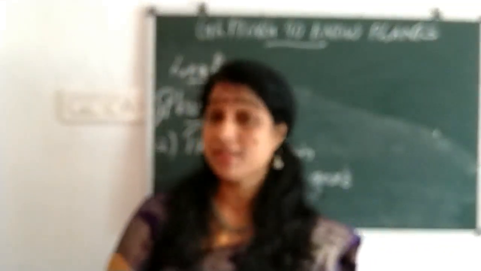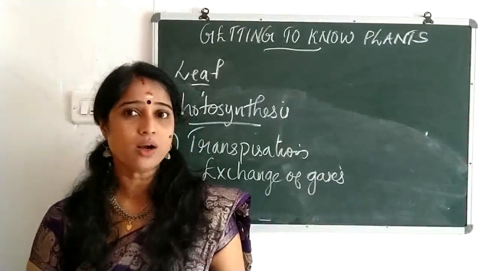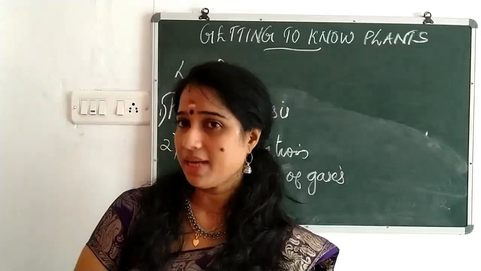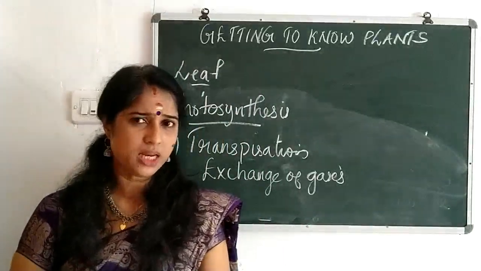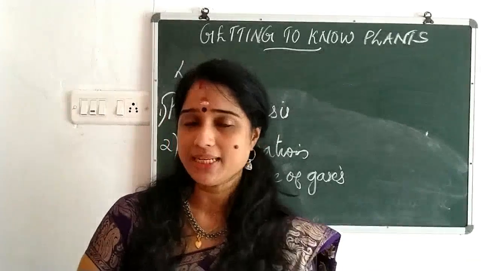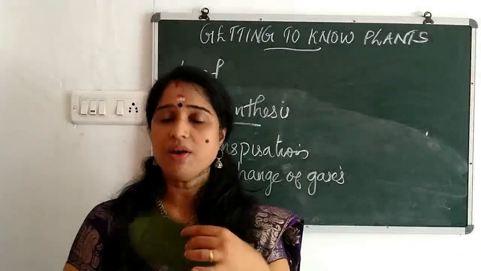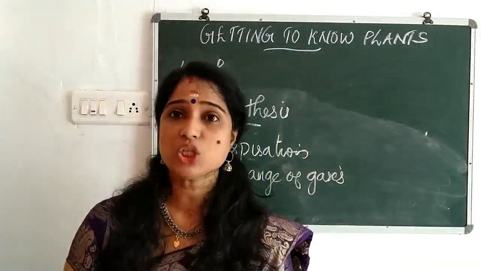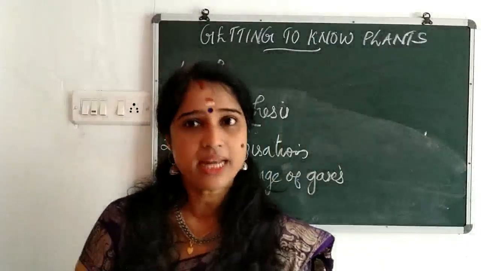These are the main functions performed by the leaves. First one is photosynthesis, that is the preparation of food. Second one is what? It is transpiration. Along with that, we can include what? Exchange of gases. And which part is responsible for exchange of gases and transpiration? Yes, it is the stomata. Stomata are small pores seen on the surface of the leaf, and they help in the exchange of gases. And only when the stomata are open, exchange of gases as well as transpiration takes place.